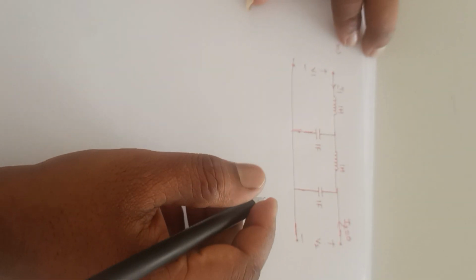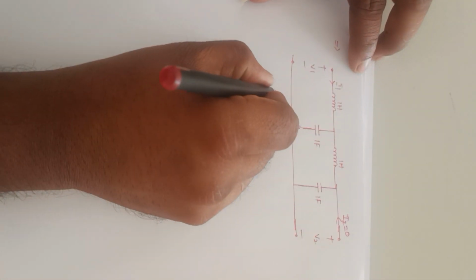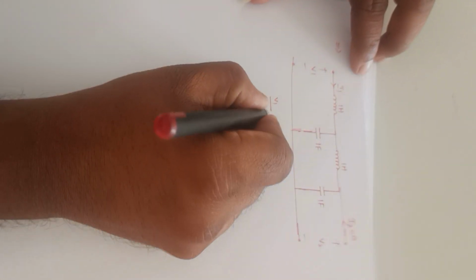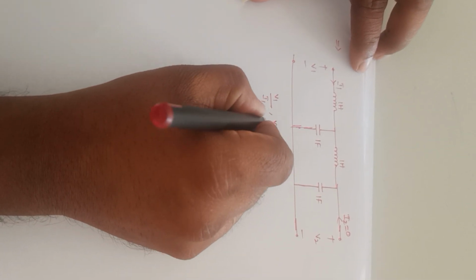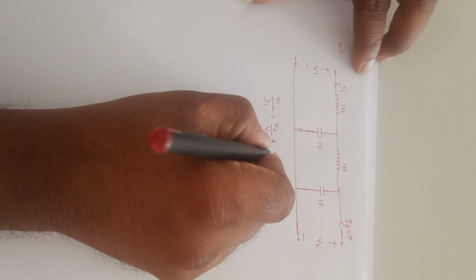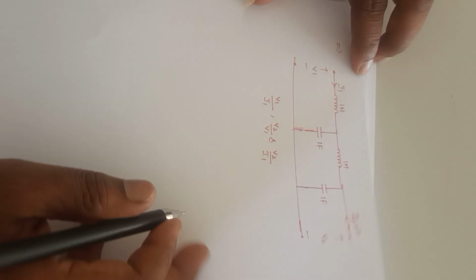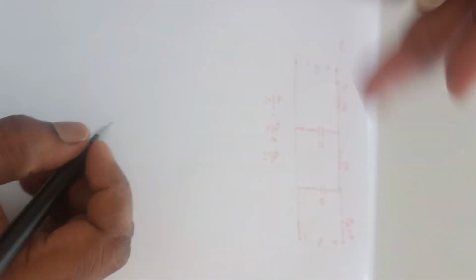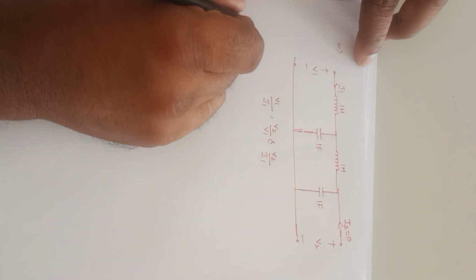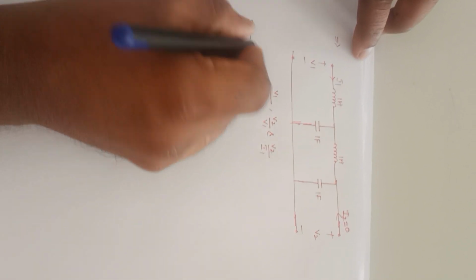So for this network, I need to find the network functions V1 by I1, V2 by V1 and V2 by I1. So these things I need to calculate. So whenever this type of questions are there, then it is like a ladder network.